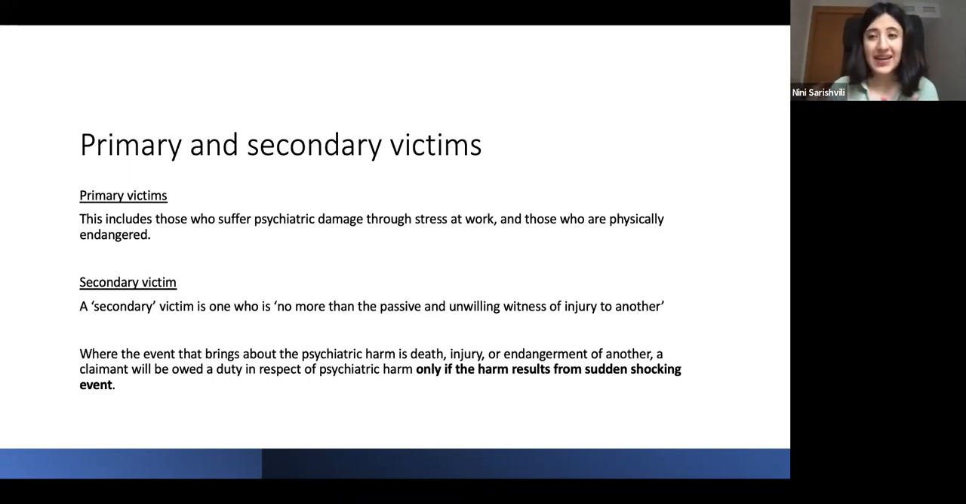However, if you were a bystander of an accident, you just witnessed an accident, nothing actually happened to you, then you're a secondary victim. And the bystander law is more complicated. Primary victims always qualify for psychiatric injury claim. However, secondary victims, not always. They have to satisfy many requirements, as we will see afterwards. Primary victims cases could also be stress at work cases or people who are physically endangered.